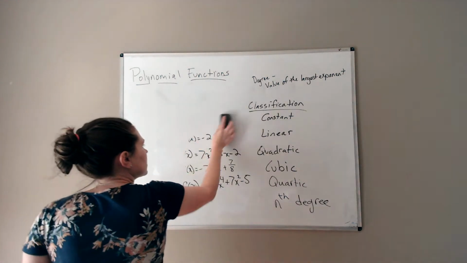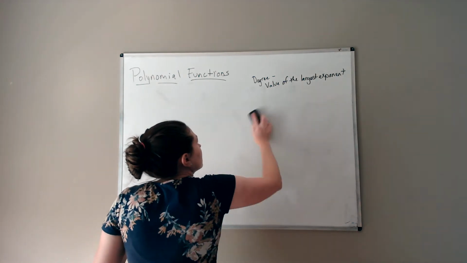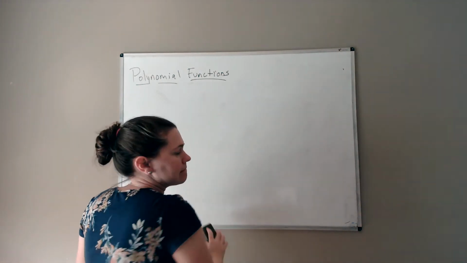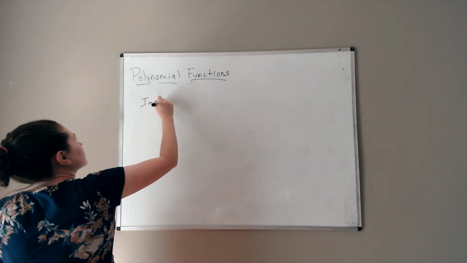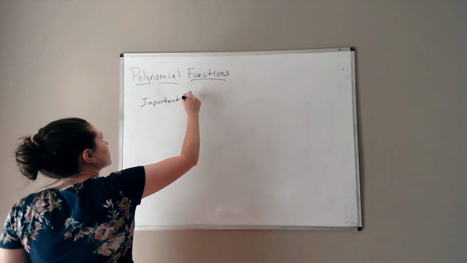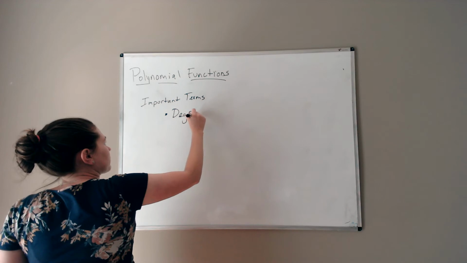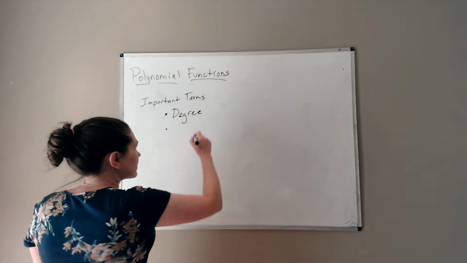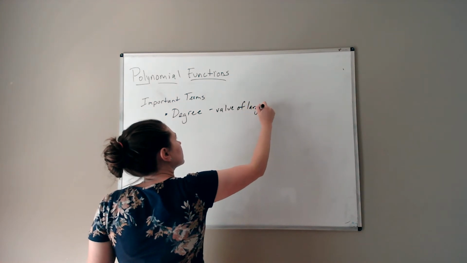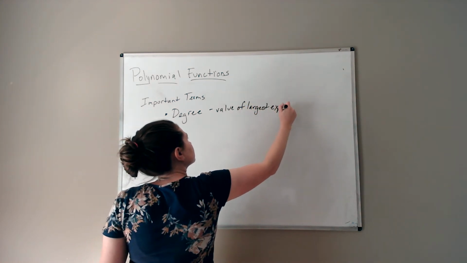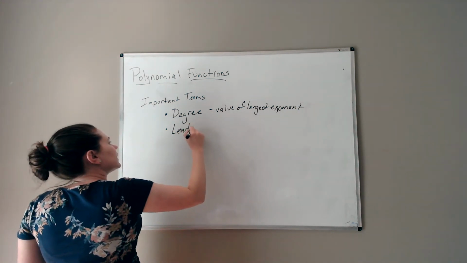Important terminology in polynomials. Okay, we've got important terms. We've got degree. So we've already stated, if you have to write down again what degree is going to be, the value of the largest exponent. Okay. Leading term.